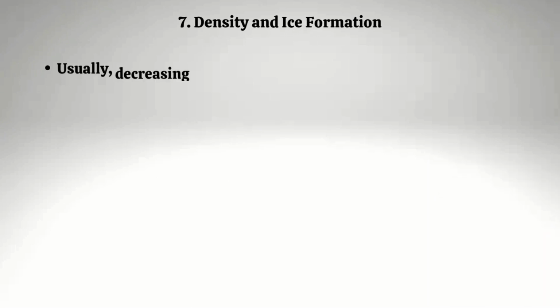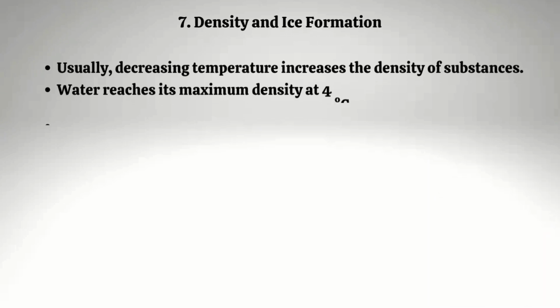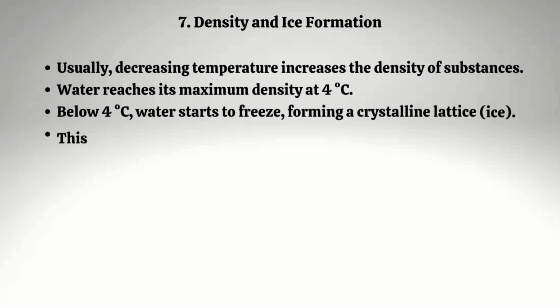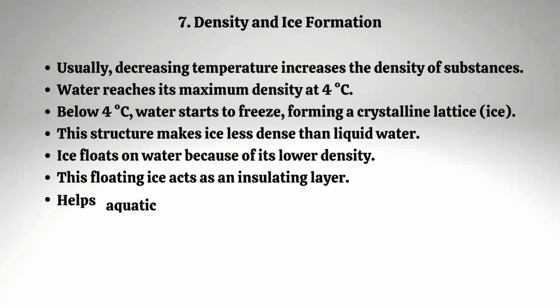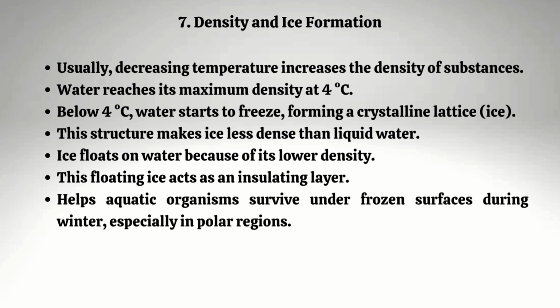7. Density and ice formation. Usually, decreasing temperature increases the density of substances. Water reaches its maximum density at 4 degrees Celsius. Below 4 degrees Celsius, water starts to freeze, forming a crystalline lattice, ice. This structure makes ice less dense than liquid water.